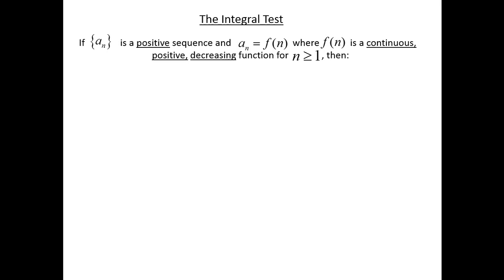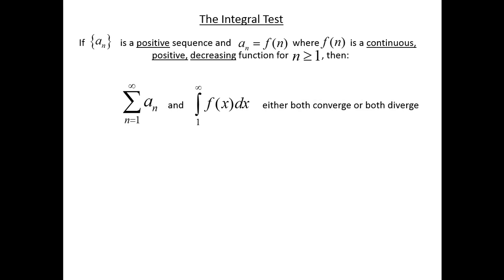If the sequence is a positive sequence, and if we were to look at its corresponding function, if that function were continuous, positive, and decreasing for n greater than or equal to 1, then the series, whatever the series does, would be the same thing as whatever its corresponding improper integral does. They would either both converge or both diverge.